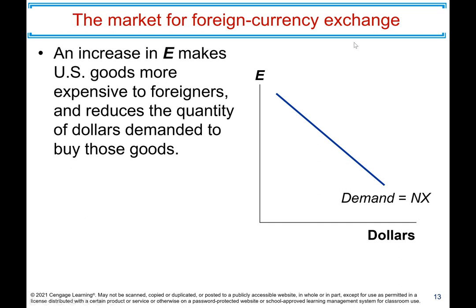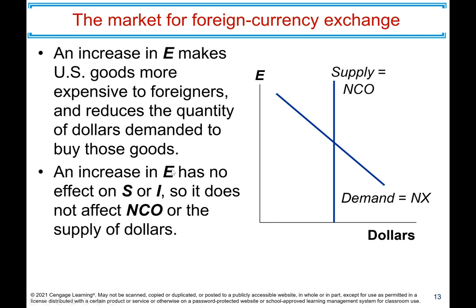In the market for foreign currency, E is on the vertical axis and dollars are on the horizontal axis. An increase in E makes US goods more expensive to foreigners and reduces the quantity of dollars demanded to buy those goods. An increase in E is the same as appreciation of the dollar, or the dollar getting stronger.